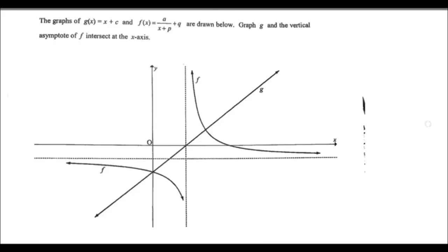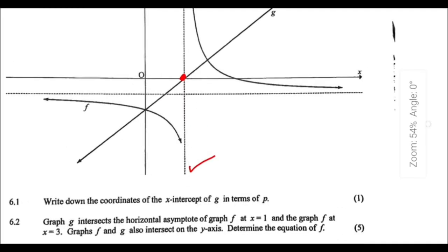The question says: the graphs of g of x equals x plus c and f of x equals a over x plus p, plus q are drawn below. Graph g and the vertical asymptote of f intersect at the x-axis. So this is the vertical asymptote of f, and this is the graph g, they intersect here. The first question says: write down the coordinates of the x-intercept of g in terms of p.